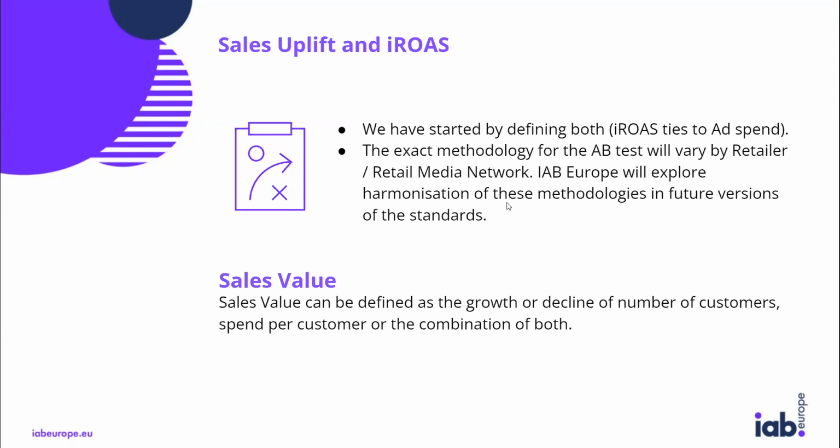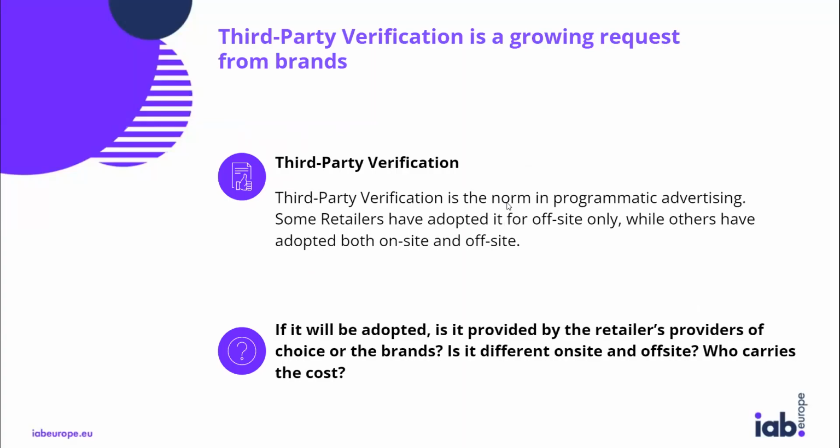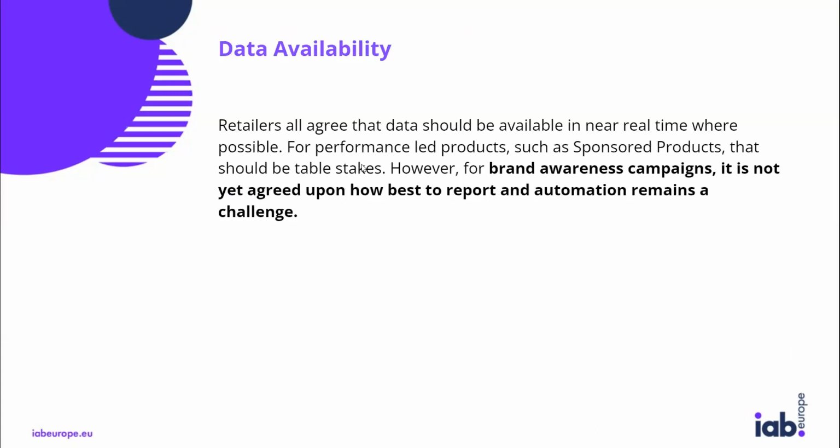So going into the future and what we want to discuss going forward, there's a couple of things like third-party verification. It's a growing request from brands. How we're going to solve for it, and is there any normalization that needs to be done by the IAB, is something that was discussed in this workshop and will require future consideration, if any. Next, we talked about, Mary Claire, if we don't mind moving on to the next slide, data availability.